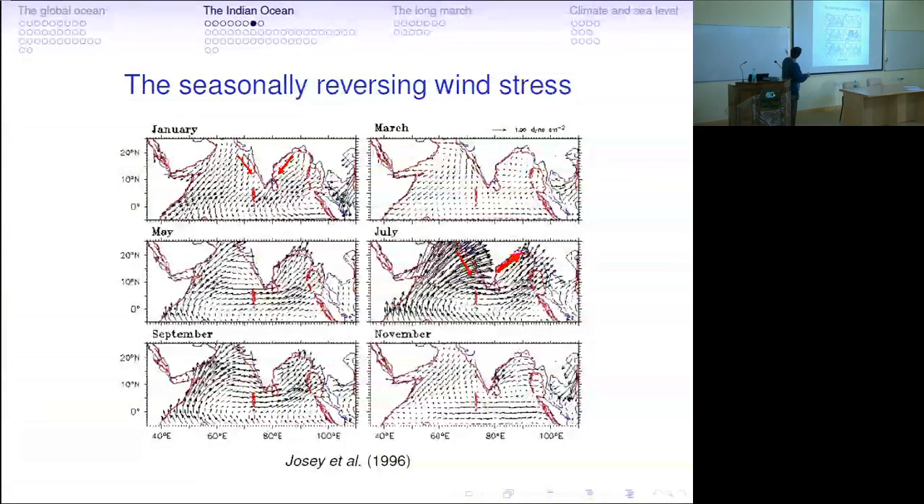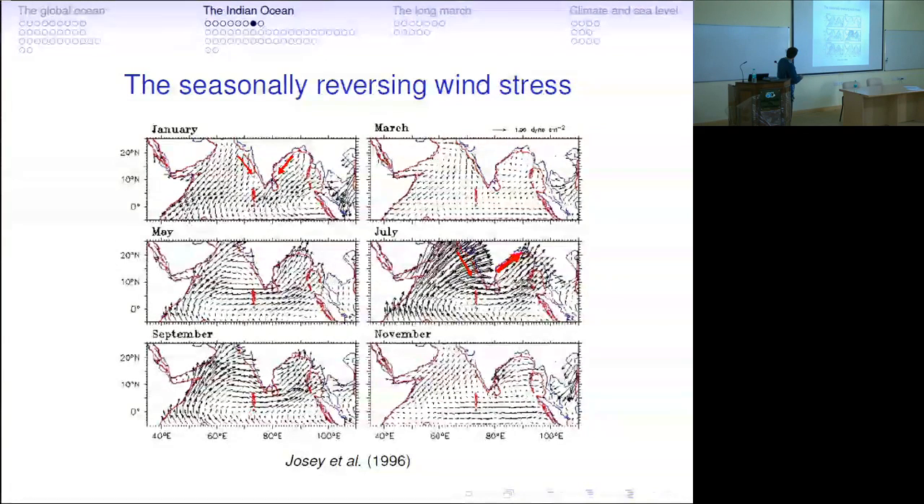So that's what's done. These are climatological data from Josey et al., Southampton, meteorology. You have the winds in January, and this is only from 5 south northward. So you have the northeasterly winds. In March, the winds have collapsed. They're very weak, transiting towards the summer monsoon.